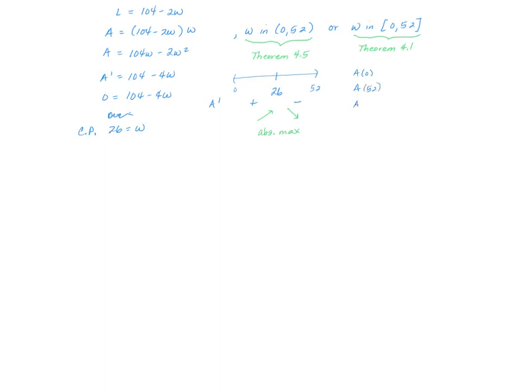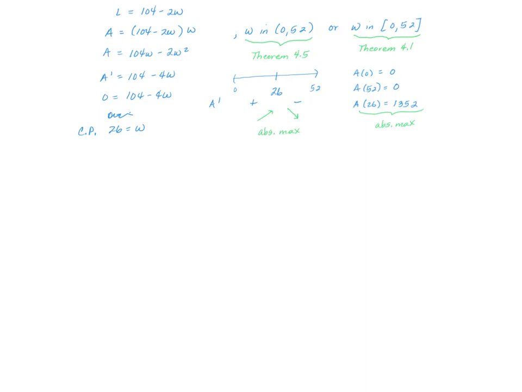The largest value would be your absolute max, the smallest value would be your absolute min. So if I put in 0 for w, my area function is going to be 0. If I put in 52, my area function's 0. If I put in 26, the area function is 1,352. And since that's the largest value, that will be my absolute max.